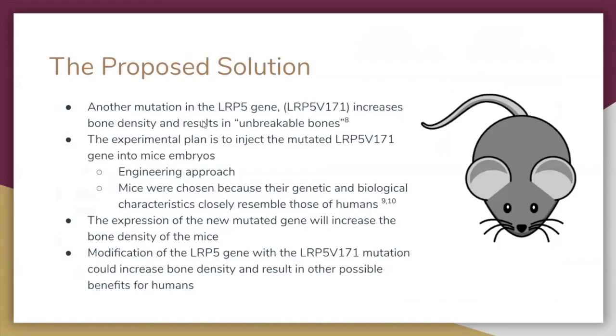So for the proposed solution, there is a mutation in the LRP5 gene, which increases bone density and results in unbreakable bones. The experimental plan is to inject the mutated gene into the mice embryos, and this will be done through an engineering approach. Additionally, the mice were chosen due to their genetic similarities to humans. The expression of a new mutated gene will increase the bone density of the mice, and the modification of the LRP5 gene with this mutation could potentially increase bone density and possibly benefit humans.